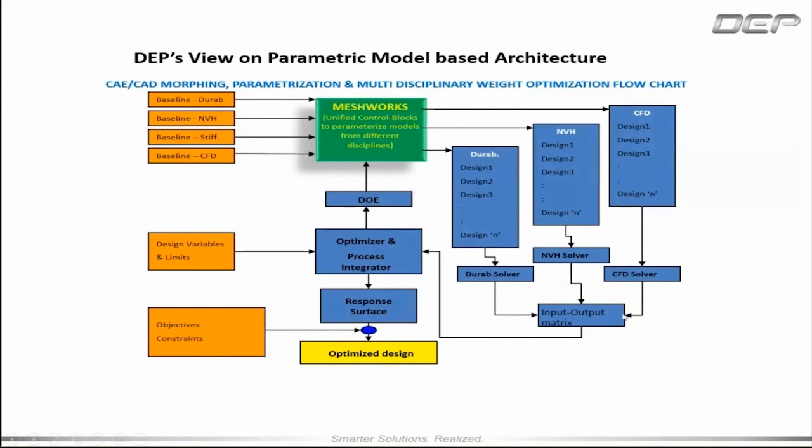From the DOE table, we can get the input output matrix. From there, it goes to an optimizer tool, which is our HyperStudy, Tosca, or modeFRONTIER. We can give the design variables and limits into that, and then go for the calculation of the response surface. From the response surface calculation, with objectives and constraints, the user will obtain an optimized design at last. This is a more effective and efficient workflow which we are following. It is applicable for CAE and CAD morphing, parameterization and multidisciplinary weight optimization.